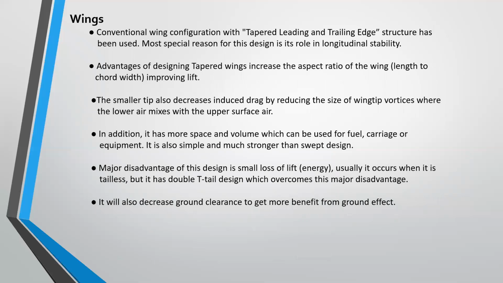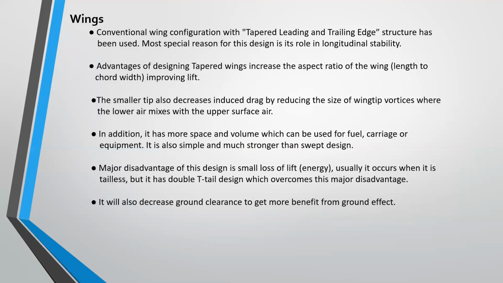When it comes to the wing, I used a conventional wing configuration with tapered leading and trailing edge structures. The special reason for this design is roll and longitudinal stability. An advantage of the tapered wing design is the aspect ratio of the wing as well. A smaller tip is used to reduce the induced drag by reducing the size of the wing tip.